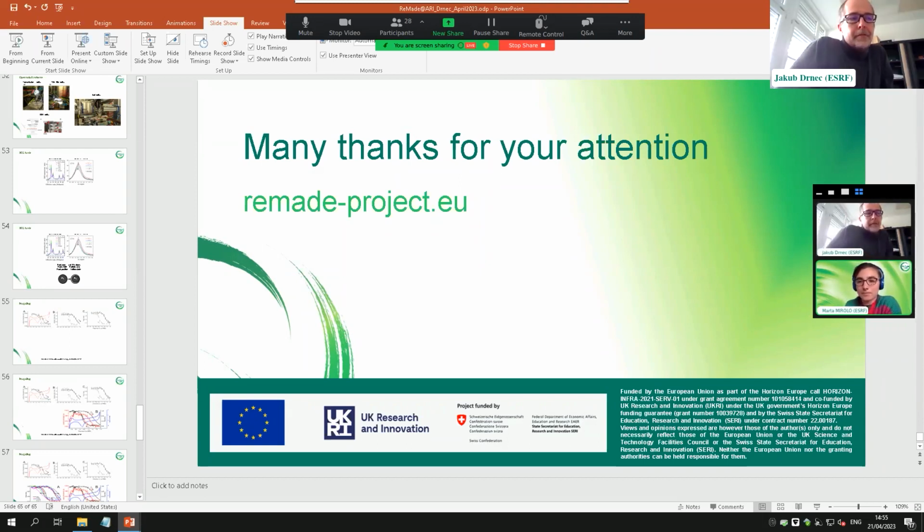So at the ESRF, there are quite a few instruments which are involved in REMADE. I talk about the diffraction, right? This is a tool which is really good from the fundamental perspective, so you can use it for fundamental studies. And I showed you that it's possible to use it all the way to industrial problems, right? And that's the beauty of the high energies.